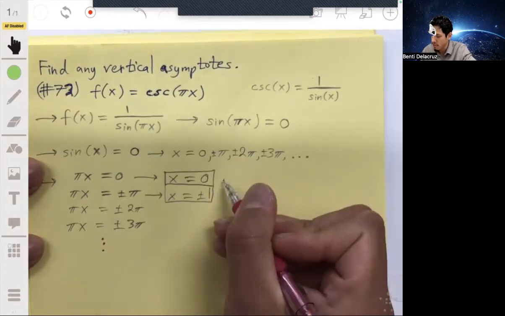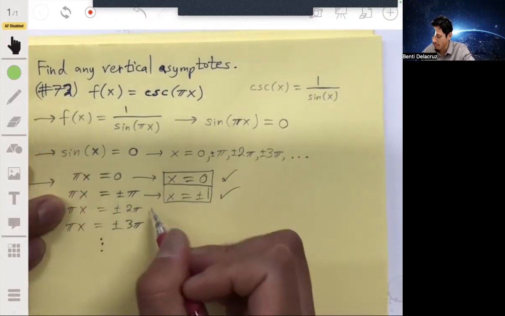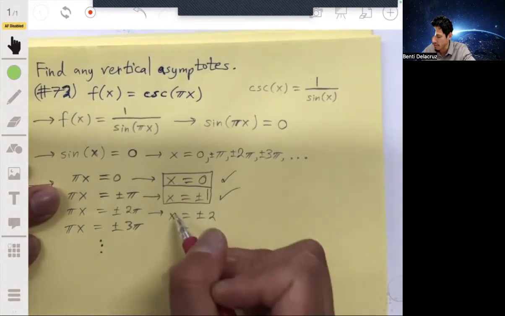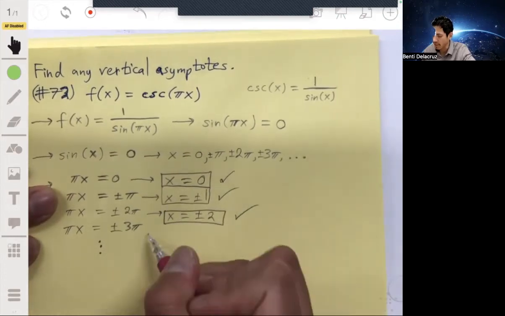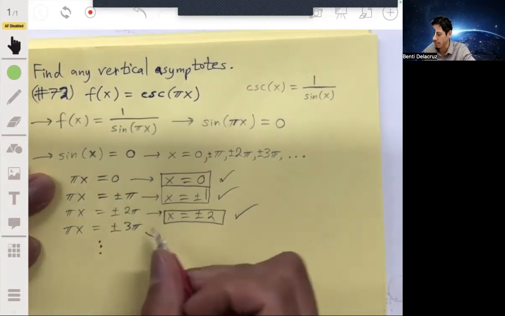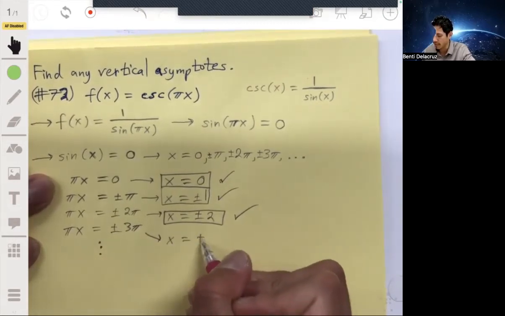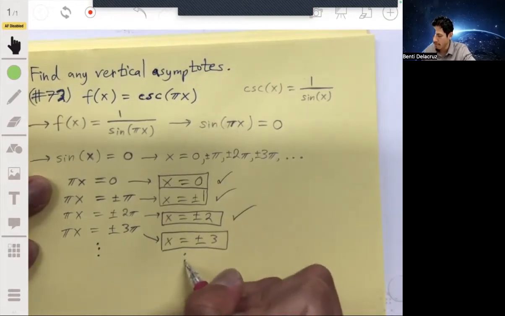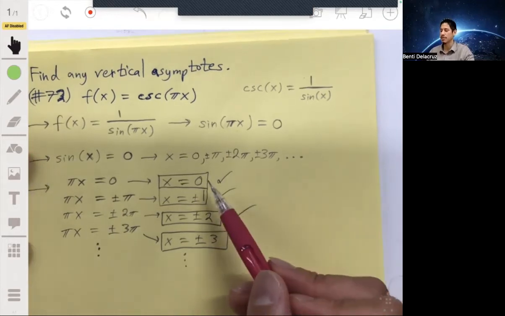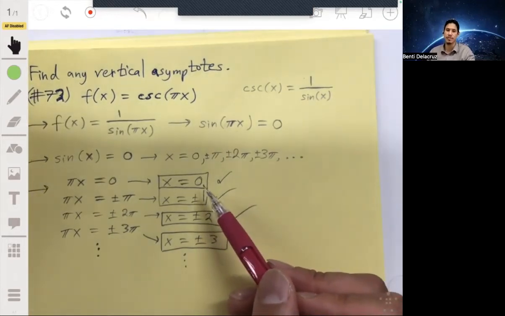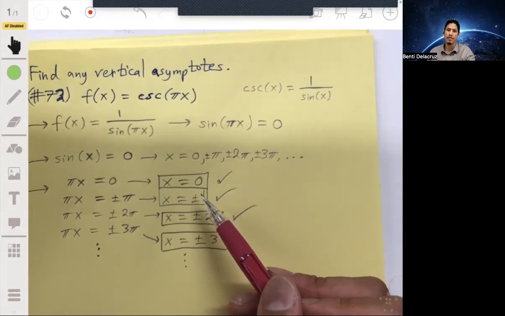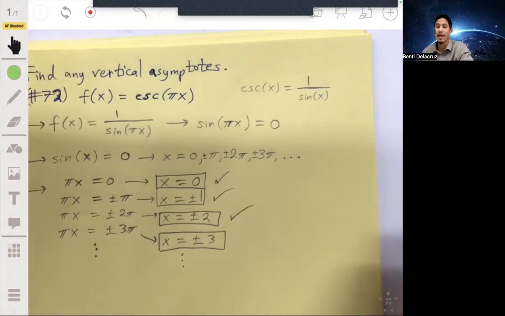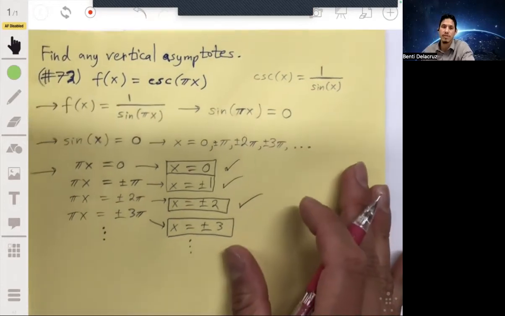And then when is pi x equal to positive negative 2 pi? That'll just be plus minus 2. And you're probably getting the idea now. When is pi x equal to positive and negative 3 pi? That'll be positive and negative 3. And so forth. So the solutions to this equation are essentially the values of the integers: 0, 1, negative 1, 2, negative 2, 3, negative 3. So if you can just write that in words, that's one way to express it.